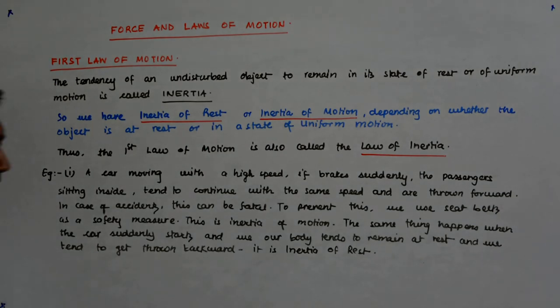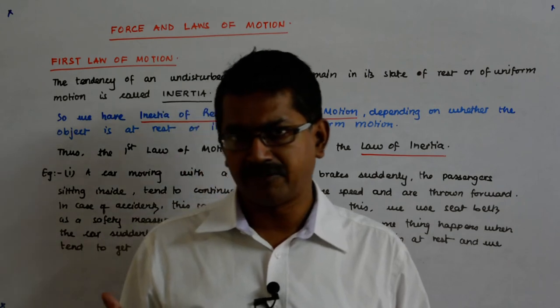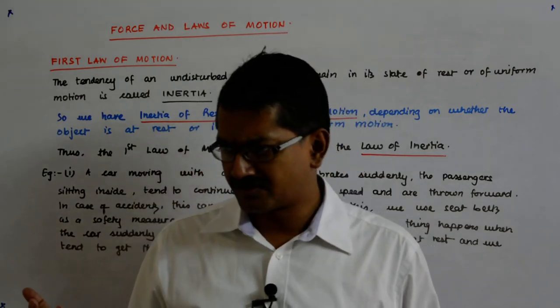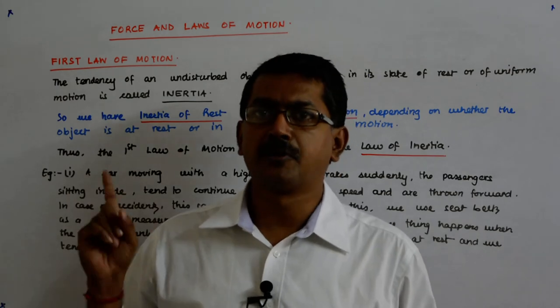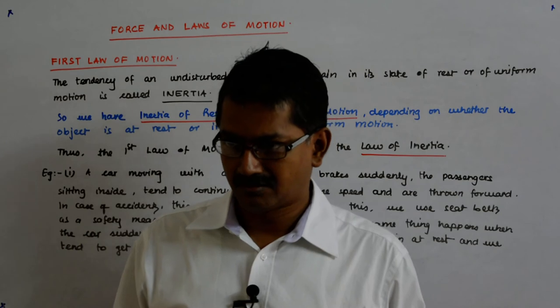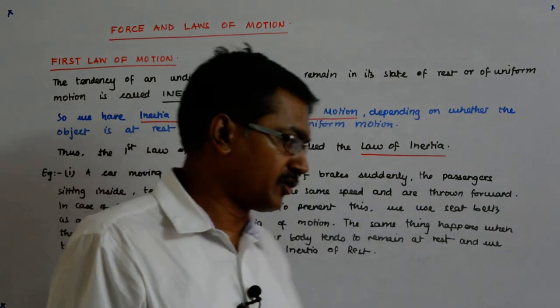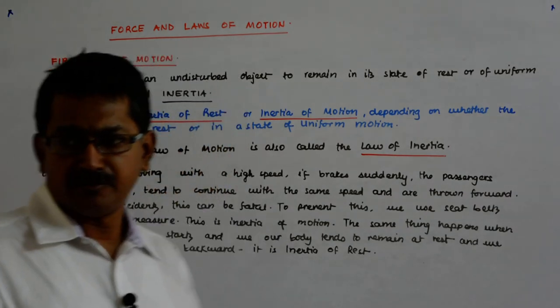In the US, if you travel without that seat, you'll be fined some $50,000. That's about 35 lakh rupees. Because you are putting the life of the child at risk. So you cannot do that. Now, any other example of the inertia of rest?